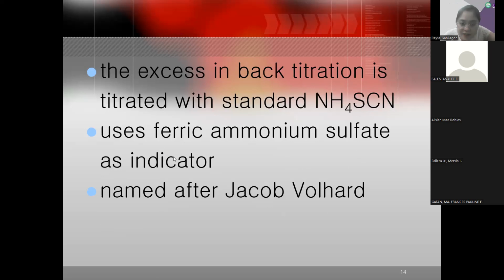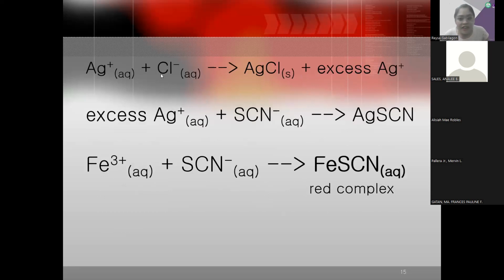And then the indicator, what's our indicator here? The FAS or the ferric alum, the ferric ammonium sulfate. Okay? So again, this is called the Volhard method, named after the one who formulated this, Jacob Volhard. So this one is the reaction for the method. You have here the silver, coming from the silver nitrate, the first titrant. And then we have here the sample. Example, the chloride. We are determining the amount of chloride in a certain sample.